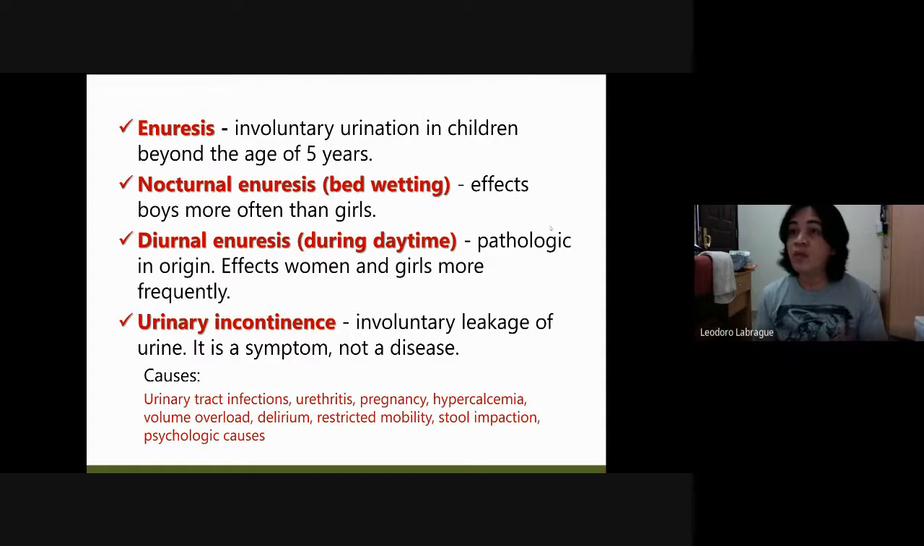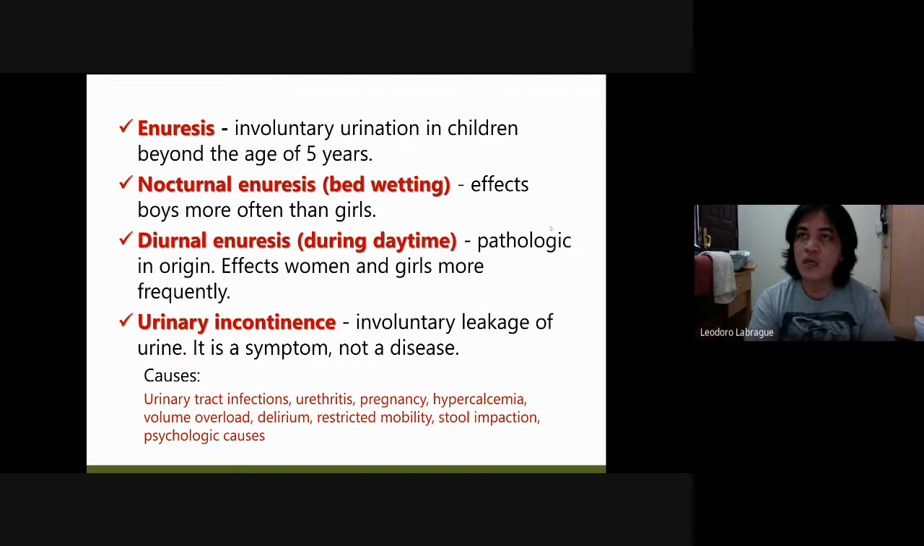This is very common among elderly people. Is it a problem? Yes. It is very embarrassing to have urinary incontinence. Imagine you are in the city center doing your shopping, and then suddenly you notice your pants or your short pants are wet. It is very embarrassing. Urinary incontinence is caused by several factors, like urinary tract infections. Pregnant women also may have the tendency to experience urinary incontinence.